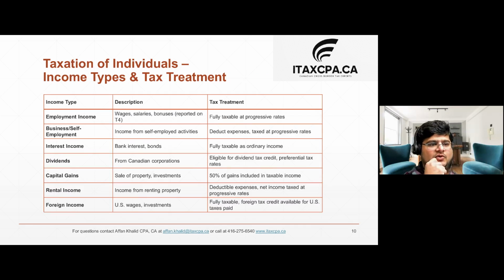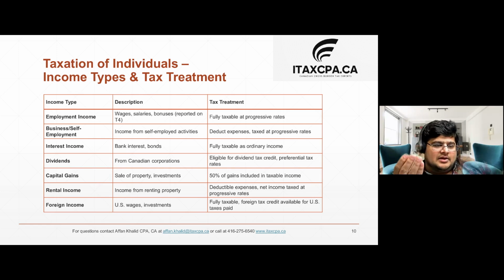Okay, so this slide explains the different types of income or different income streams and the tax treatment. Now this might be very different compared to the US. As I said, I'm not a US tax expert, but you can compare on your side how Canada looks at different streams of income, and how each is taxed in a different manner.